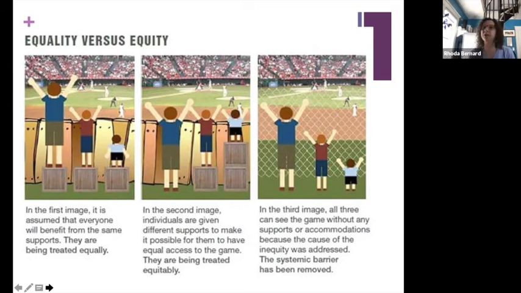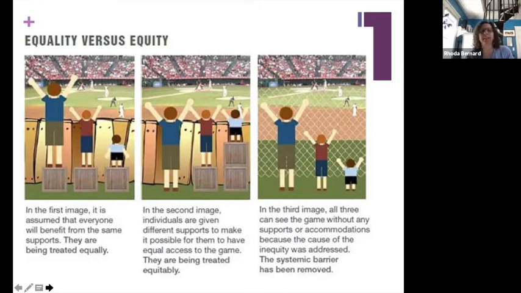In the third image, we eliminate the barrier of the wooden fence, and we don't even need to worry about giving supports because we have eliminated that barrier. So that is the sort of first level interpretation of this image. I want to add another layer just as a caveat here.